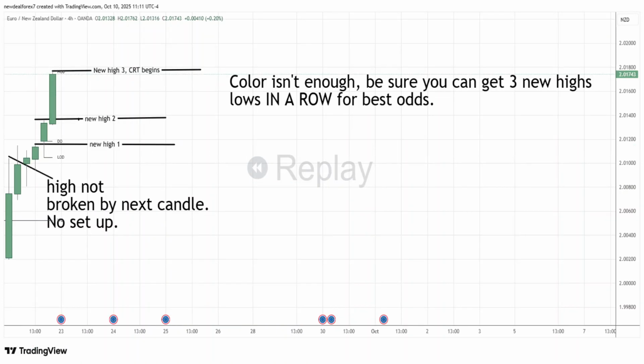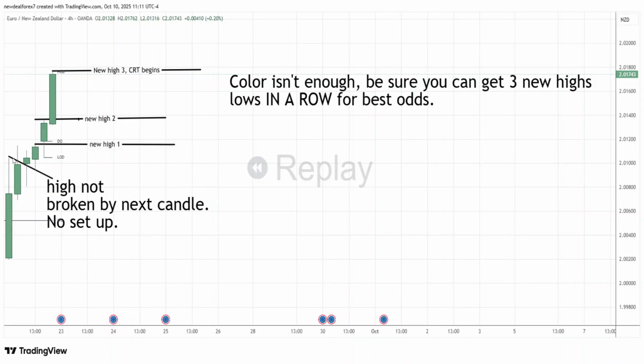Okay, so color itself isn't enough. Be sure you can get 3 new highs in a row, or 3 new lows in a row for the best odds. Let's take a very close look at this, because some people will look at 3 green candles and just start going short. No, that's not what I'm teaching here.